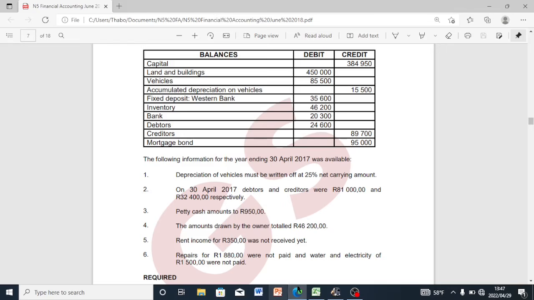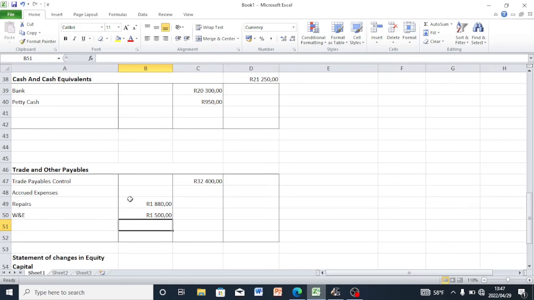So we are going to totalize everything under our trade and other payables. We are going to say 1,880 plus 1,500 rands, which gives us 3,380. We also have to say 32,400 plus 3,380, which gives us 35,780. So this is the amount to be recorded on our balance sheet. Also here, this is the amount to be recorded on our balance sheet.